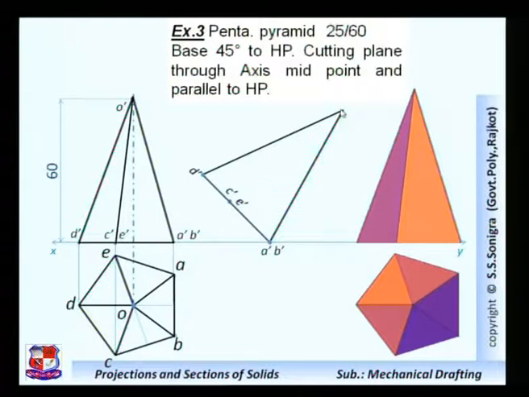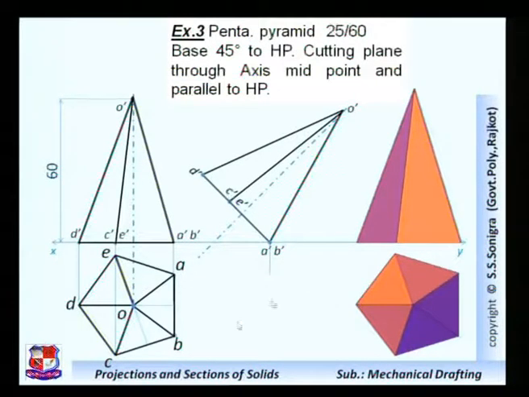Join this O dash point with A dash and with D dash like this. Similarly locate point number C dash and E dash and join it with the apex point O dash like this. So this is the front view, tilted front view. This front view is tilted at an angle of 45 degree, base with XY line, and this is the axis. That also we can transfer from this to here.